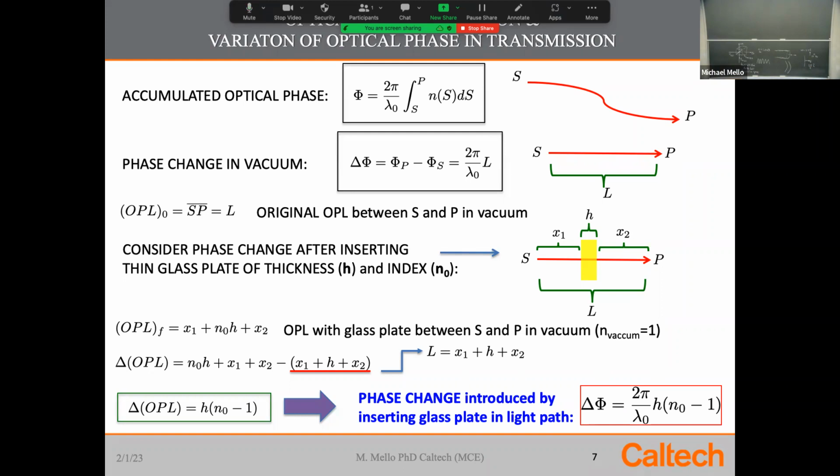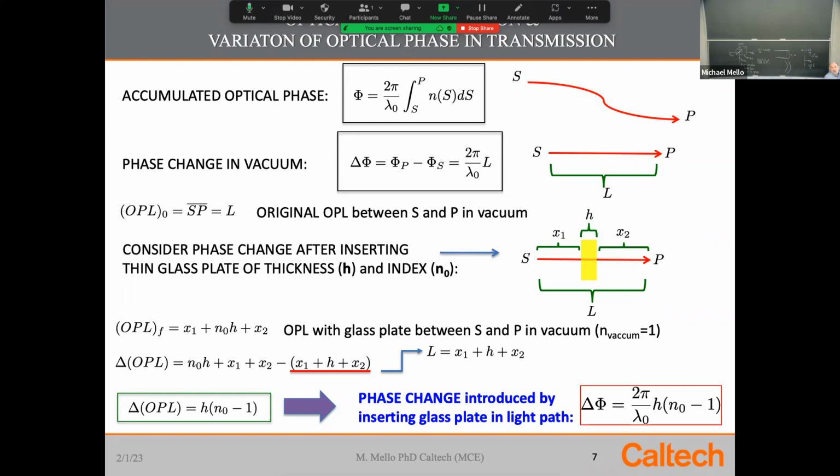So if that's true, and you say, what's the difference between no glass plate and glass plate, then you subtract the two, one minus the other, and I'm left with this. If somebody said, what's the change in optical path length that just happened when you inserted that glass plate, you'd say the change in optical path length was this, because I had to subtract the OPL with the plate minus the OPL without it. Makes sense?